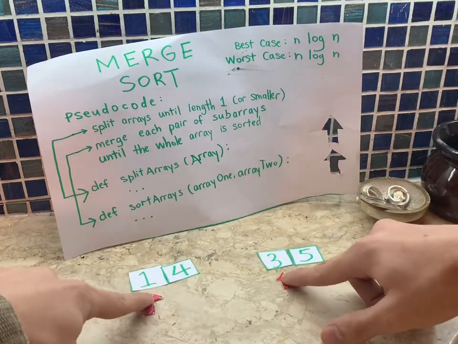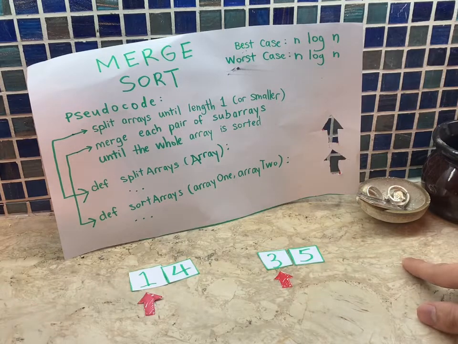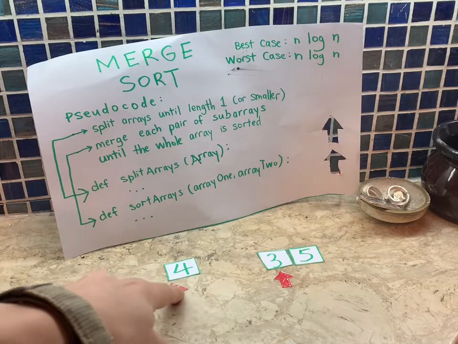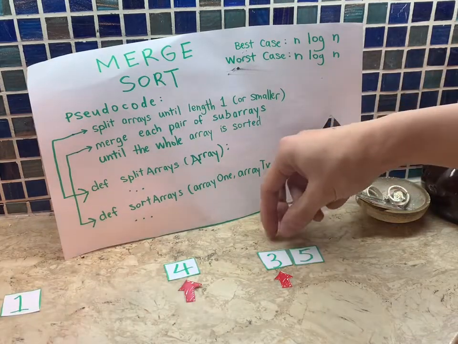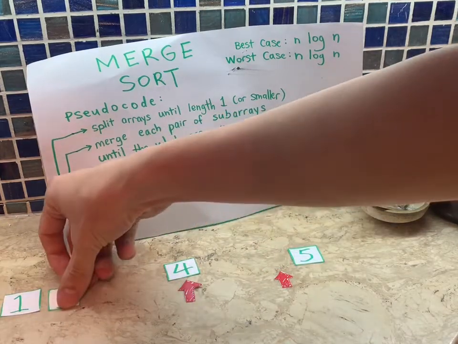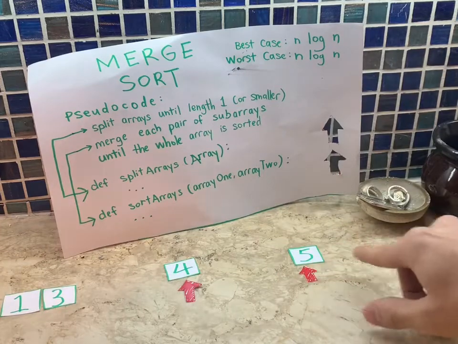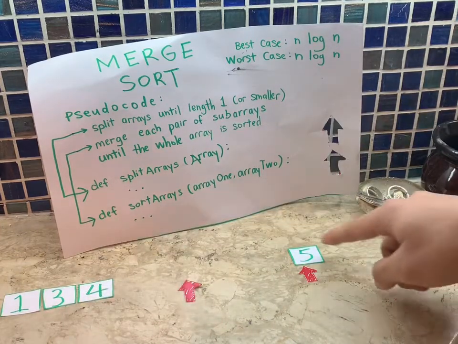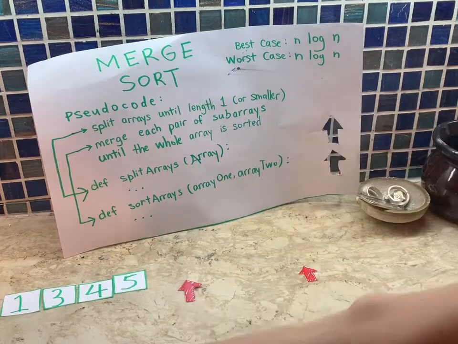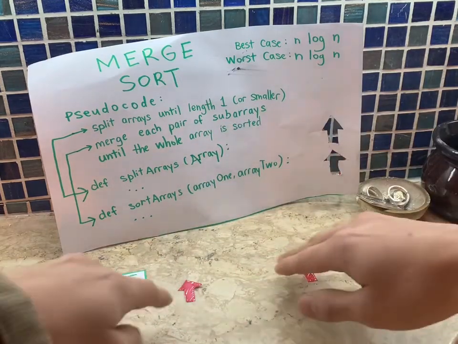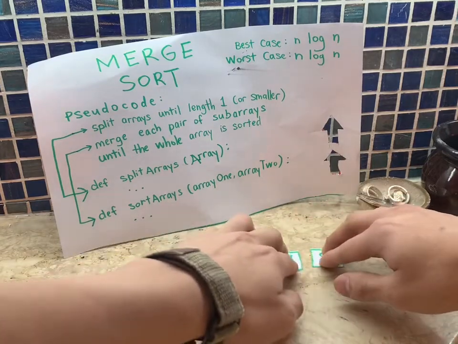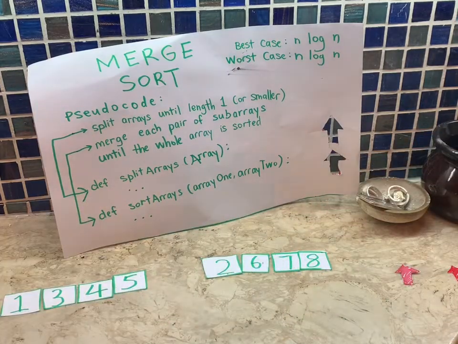We're calling sort arrays on them. So here 1 is smaller than 3, so that gets moved. We move the index up. 3 is smaller than 4, so we move 3, and then we move that index up, and then 4. And we should end up with 2 subarrays of length 4. Now we only have to call sort arrays once more, and we can get the whole sorted array.